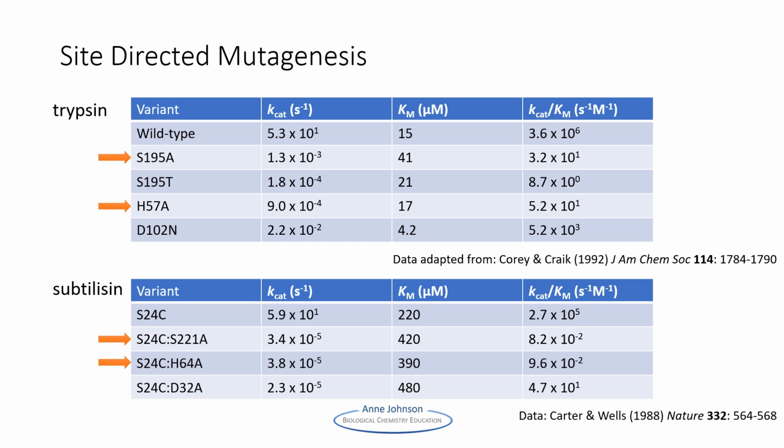Changing either the catalytic serine or histidine residues to alanine dramatically decreases catalytic activity. Catalytic activity is also lost if the active site serine is converted to threonine. While changing the active site aspartate to either asparagine or alanine also results in a loss of activity, this is not nearly as much as for the active site serine and histidine residues. These results confirm the roles that we established for these residues in the catalytic mechanism.